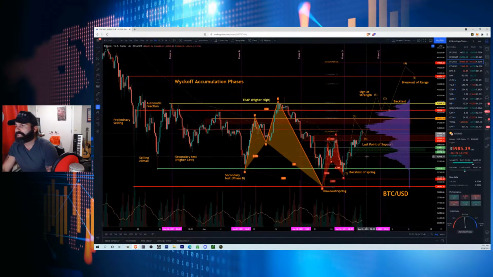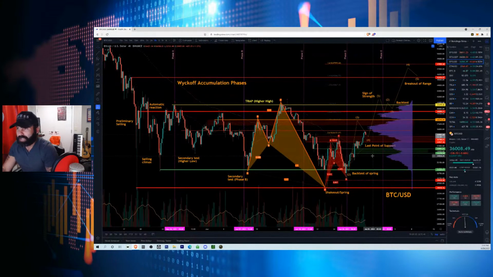That's not a prediction. That's just how the schematic plays out, whether it happens or not, whether we do chop around in this zone and create some more structuring, some more consolidation. So long as we keep making higher lows, you would expect a continuation pattern here.